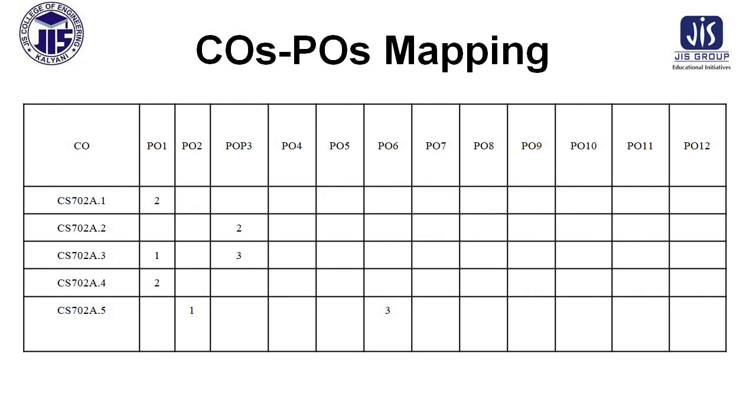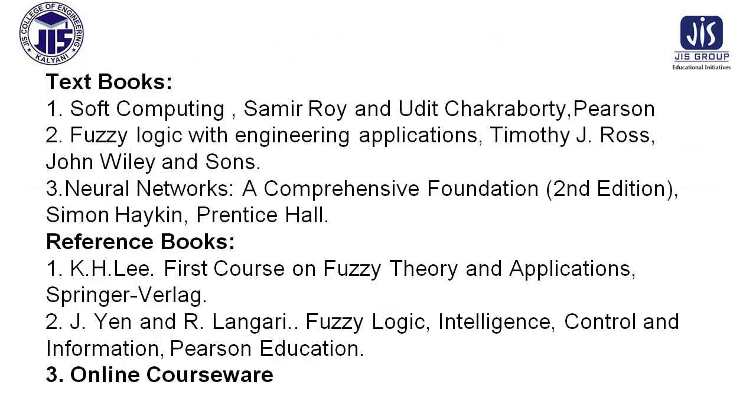These are the CO-PO mapping. There are 12 program outcomes and 5 course outcomes. Mainly program outcomes 1, 2, 3 and 6 will be mapped here. The textbooks, reference books and online coursework have already been shared.